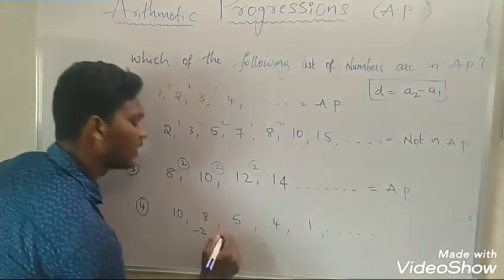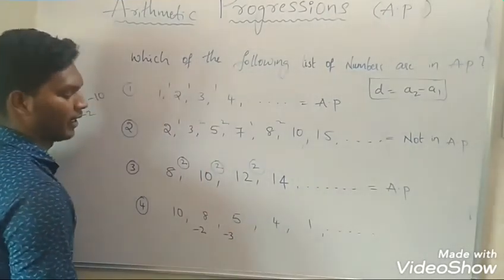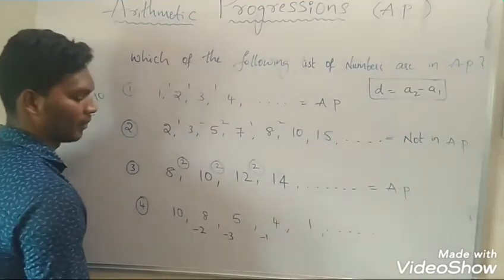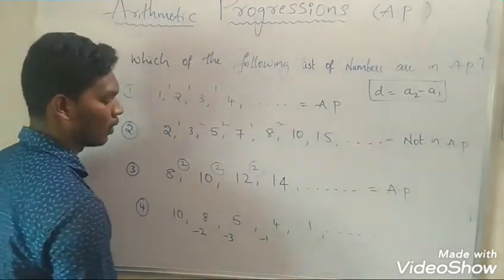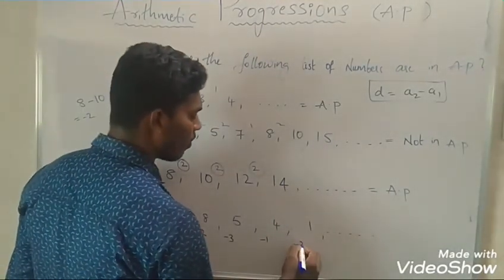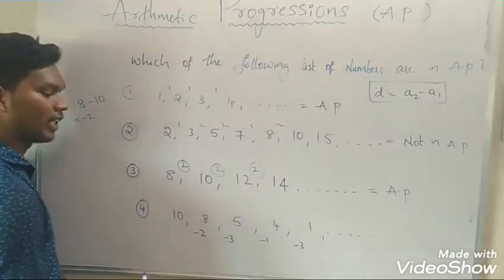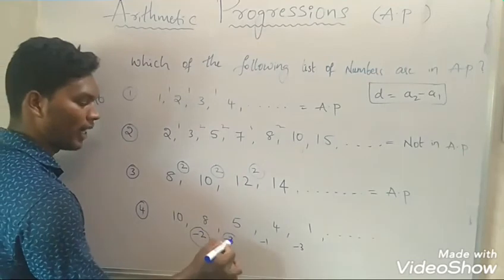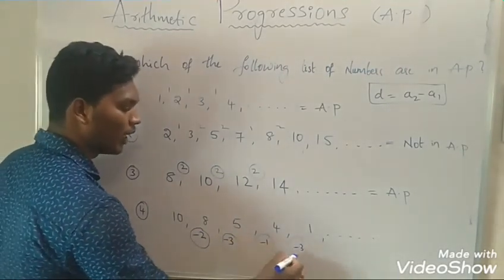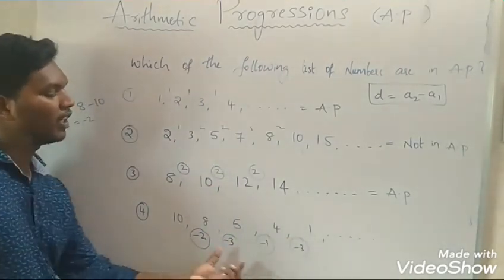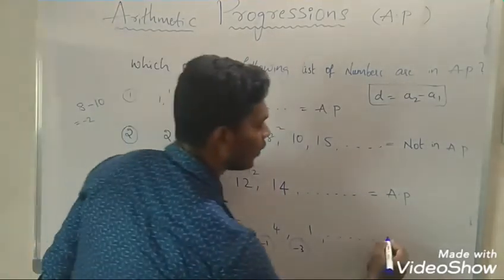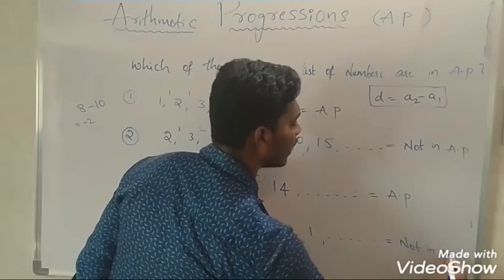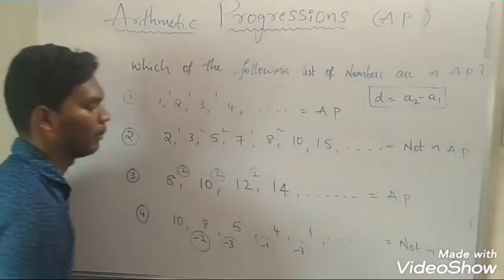So 5 minus 8 will be minus 3. 4 minus 5 will be minus 1. 1 minus 4 will be minus 3. See friends, here we are not getting the common difference same, right? Here minus 2, here minus 3, here minus 1, here minus 3. Since the common difference is not same, therefore the numbers are not in AP.